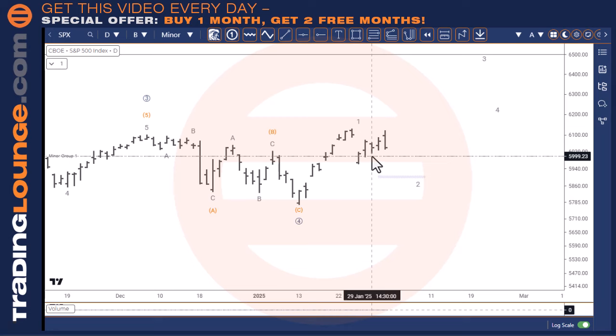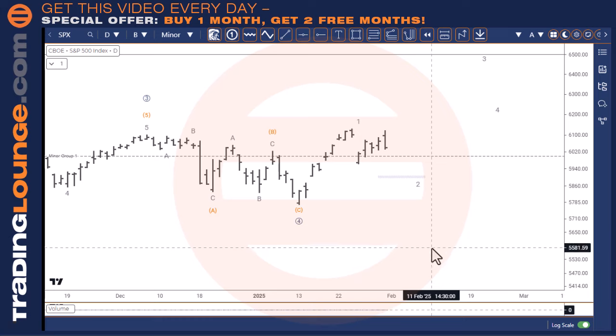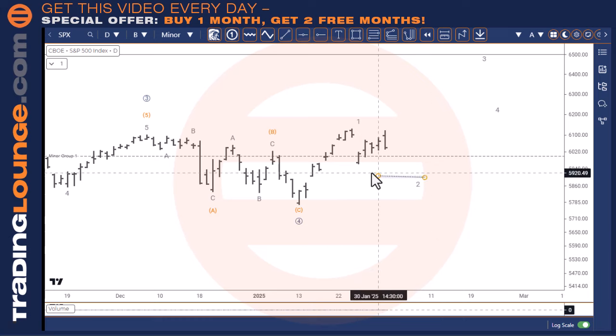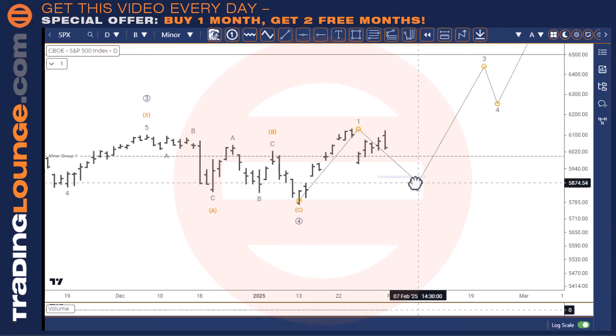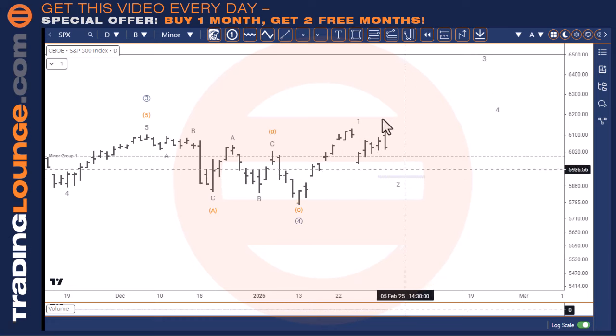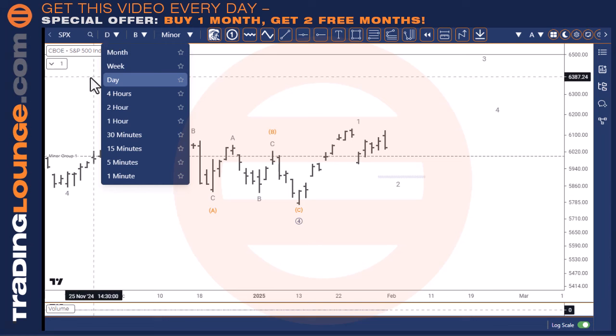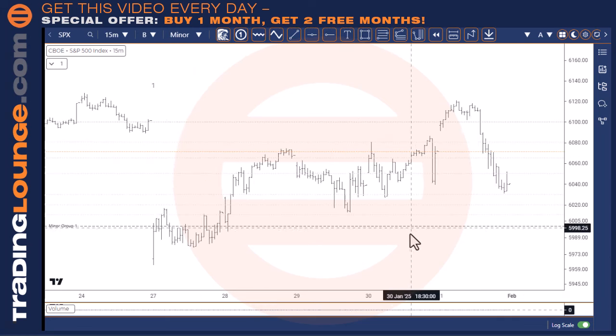So we tried to edge in on the long side to the upside with the proviso that the move up can be a B wave, and that was my primary count, and we're coming into that now. So if this is the A wave and the B wave here, then we'll be looking for 5 waves down for wave 2. So let's go in and have a look at this situation.